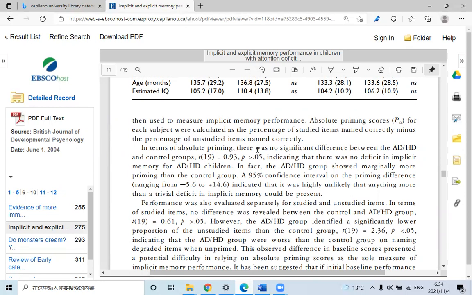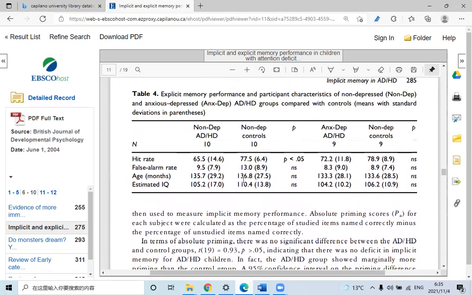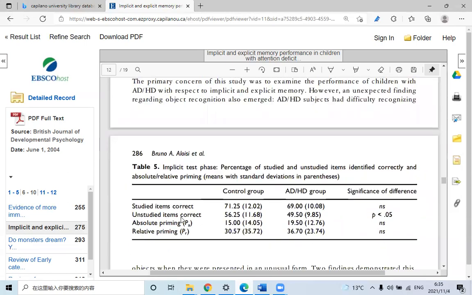In terms of absolute priming, there was no significant difference between ADHD and control groups. So absolute priming doesn't differ, indicating no deficit in implicit memory for ADHD children. The ADHD group showed marginally more priming than the control group. ADHD kids showed much stronger priming. Table 5 is the result.